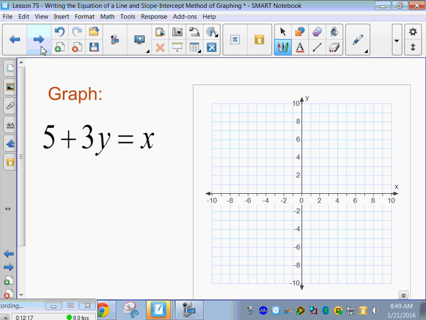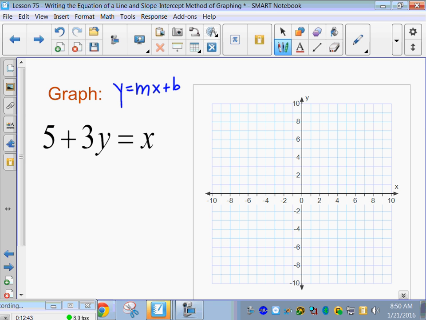So much fun with graphing today. What's wrong with this? There's no fraction. What else? The y is not alone, okay? In order to use slope-intercept form, we have to have y equals mx plus b, right? I can't graph a y-intercept, I can't graph a slope unless the y is by itself. So we have to get the y by itself.